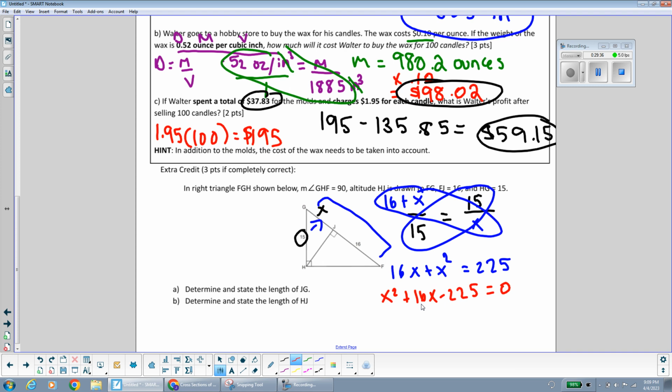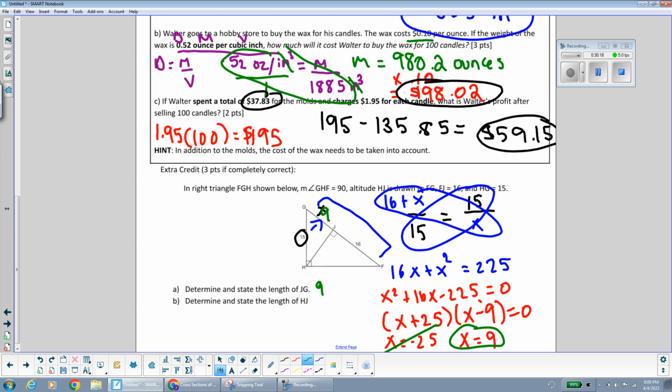And I found it. So one of those factors is 25, and the other one is negative 9. 25 and negative 9 multiply to give us negative 225. And if you add 25 and negative 9, you get positive 16. So that means one of our x values is negative 25, and the other one is positive 9. In geometry, we reject the negative because we're talking about real-world situations, triangles. So JG is 9.